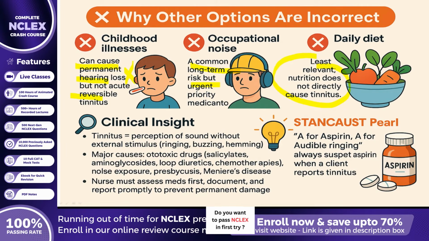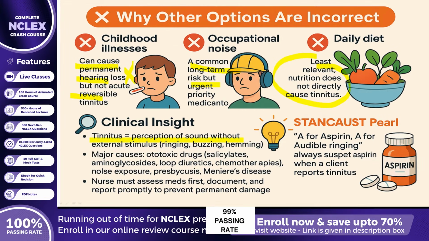To reinforce your learning, here are some clinical insights. Tinnitus is defined as the perception of sound, such as ringing, buzzing, or humming, without any external stimulus. Major causes include ototoxic medications like salicylates, aminoglycosides, loop diuretics, and some chemotherapies. Prolonged noise exposure, presbycusis, which is age-related sensorineural loss, and conditions like Meniere's disease or vascular abnormalities. The nurse's role is to rapidly identify medication-induced tinnitus, document severity and duration, and report it promptly to prevent permanent damage. A key point is that aspirin-induced tinnitus is usually reversible if detected early.